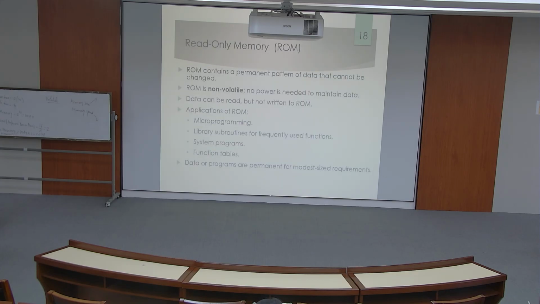All right, now the second type of memory that we're going to learn is the read-only memory, ROM. The read-only memory contains a permanent pattern of data that cannot be changed. So it is a non-volatile memory, which means no power is needed to maintain its data. Data can be read, but it cannot be written to the read-only memory. There are many applications of ROM in microprograms, system programs, or function tables.